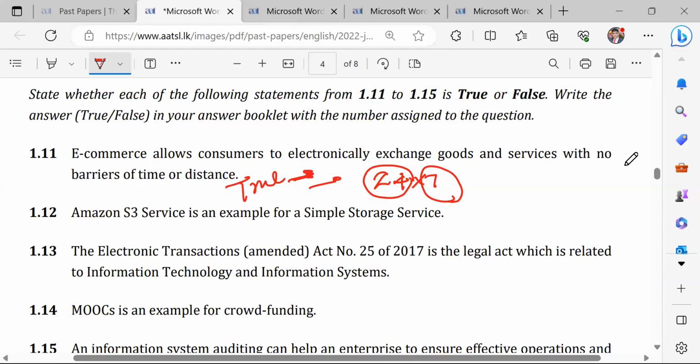Amazon S3 service is a simple storage service. Yes, Amazon provides different services in AWS. AWS stands for Amazon Web Services. And Amazon provides the S3 bucket. We call it a bucket, right? You can select what storage you want, that is 1 TB, 2 TB, 3 TB, right? You can pay a monthly payment, then you can get the required storage. Now, it is a storage service, right?